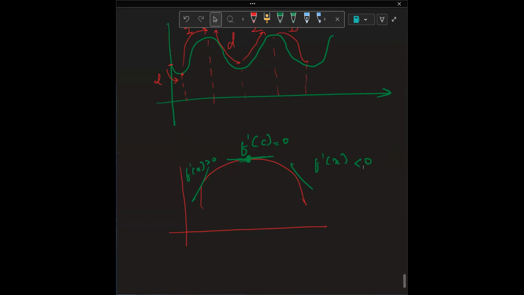And here one more thing: at this point f dash c is 0. Why is this 0? Because there is no change, and where there is no change, the derivative is 0. So this is f dash c equals 0. Okay.